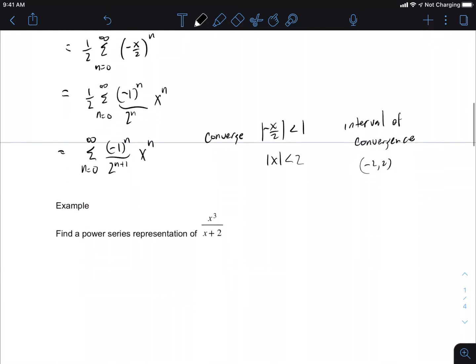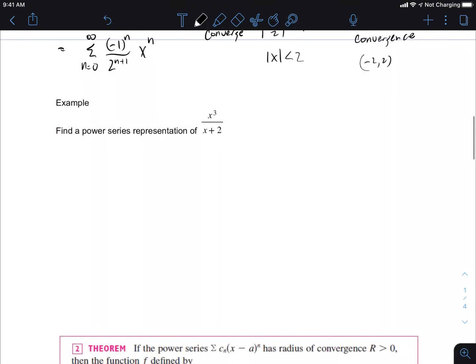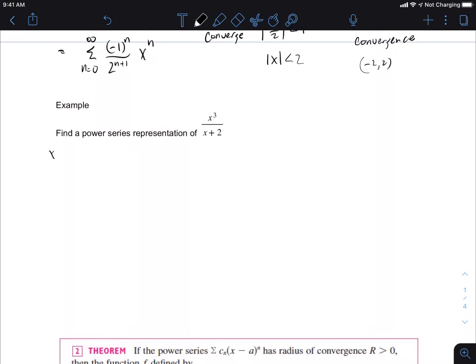All right, let's do one more example. So in this example, we're going to have to play with it a little bit. And so in order to be able to have a series that is something that we can manage, I'm going to go x to the third times 1 over x plus 2.